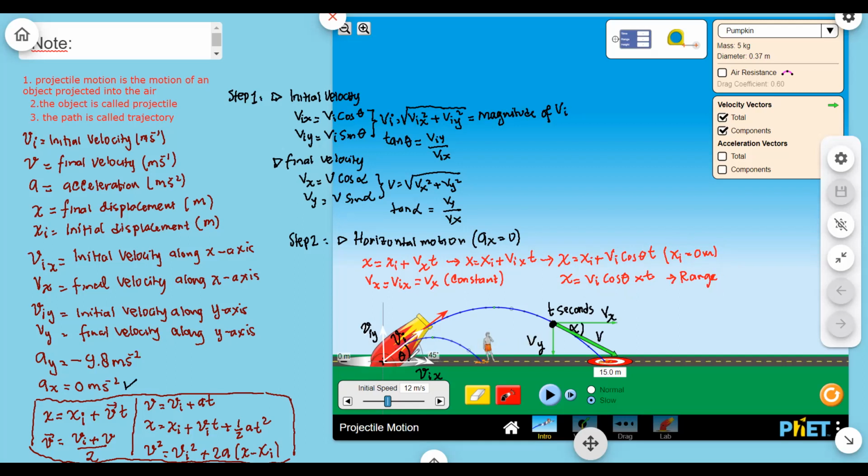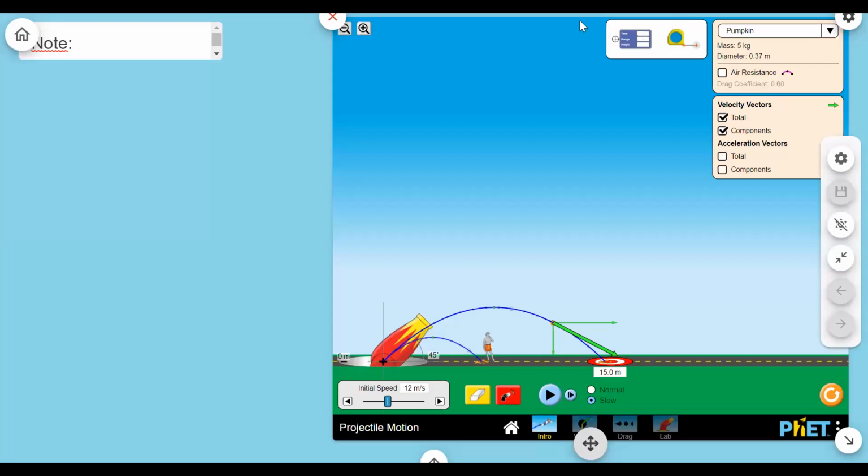How to find the range of the projectile motion? Let's see from the simulation. The range is starting from the initial position to the final position. That is the range of the projectile motion. Now we continue to analyze the vertical motion. That is still in step 2.